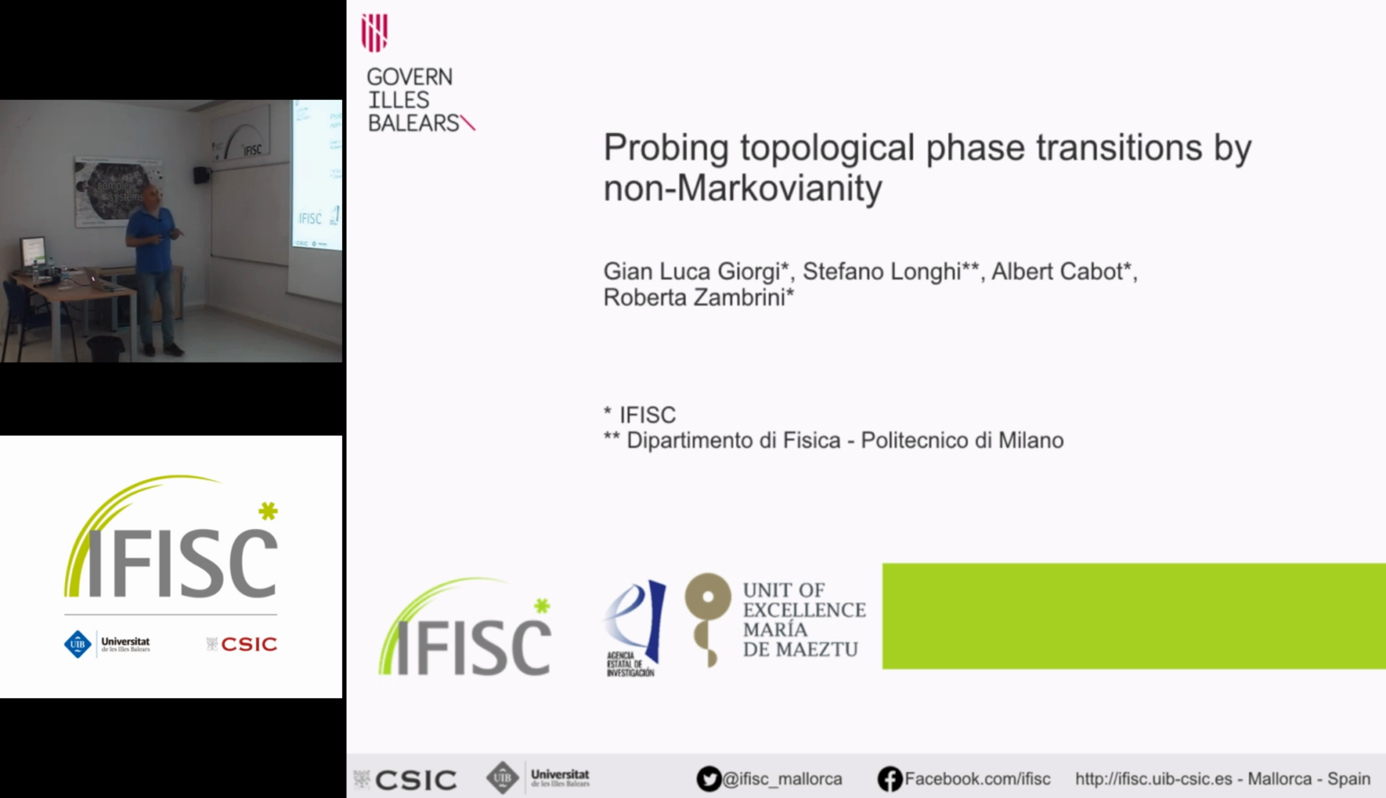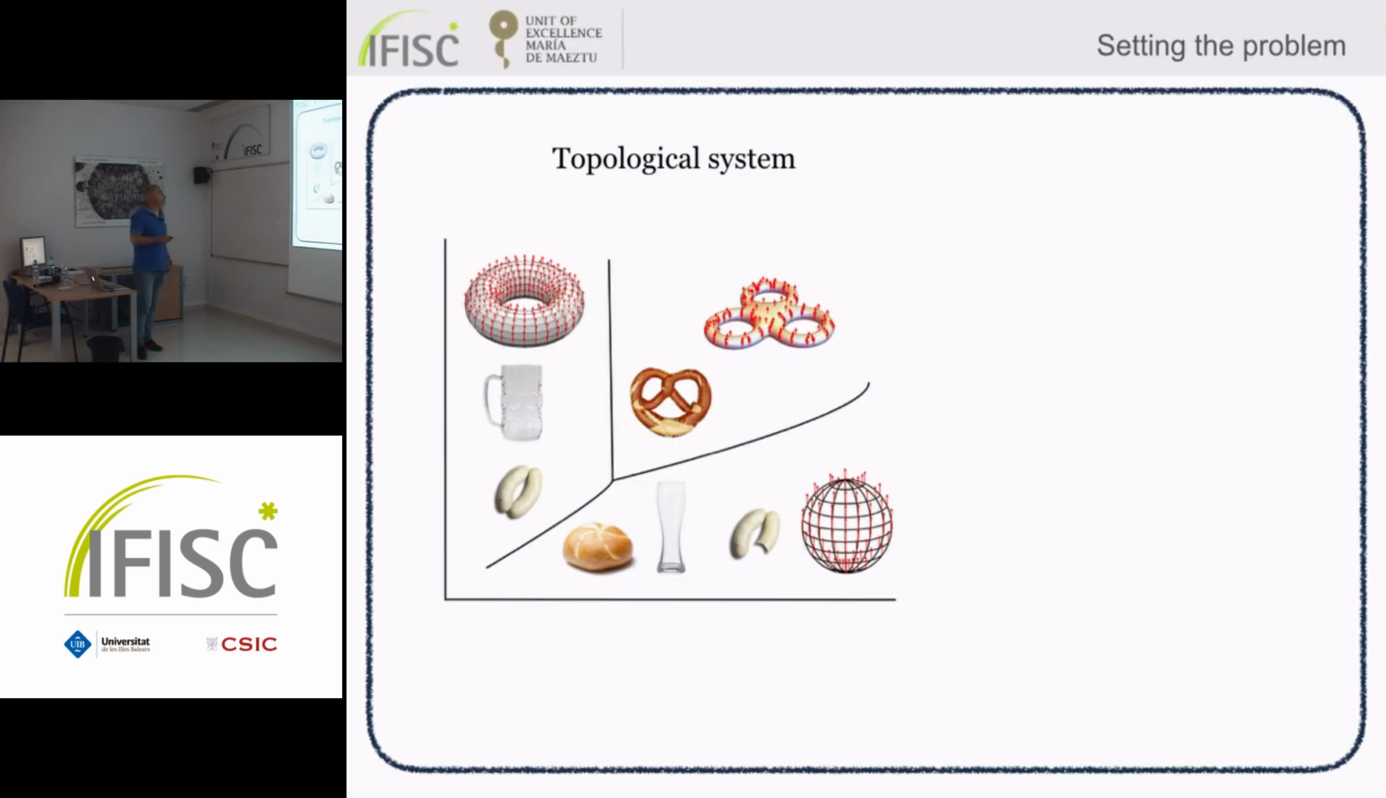So the aim of this work is to bring together two, let's say, quite different communities. On the one side, there is the problem of characterizing topological phases of matter. Systems that are not matched to each other by continuous transformation are called topological, because you have to close some gap, for instance, to go from a donut to a bread, you have to close the hole inside, you have to change phase.